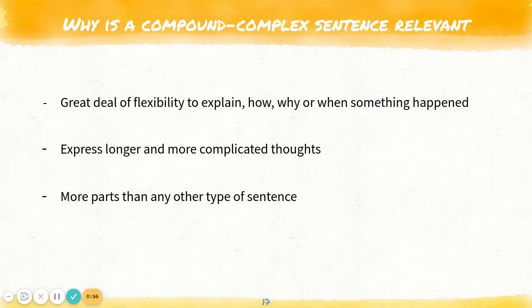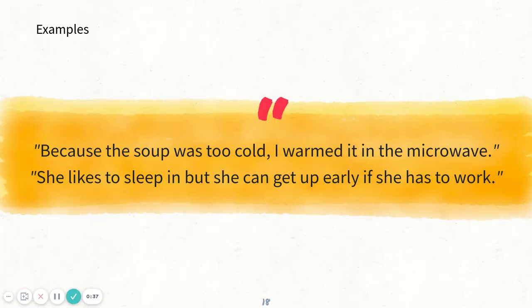Why is a compound complex sentence relevant? It's a great way to explain how, why, or when something happened. It expresses longer and more complicated thoughts, not like the simple sentence, which is only basic. And there are more parts than in any other type of sentence.